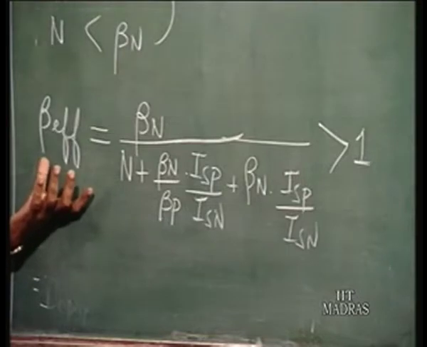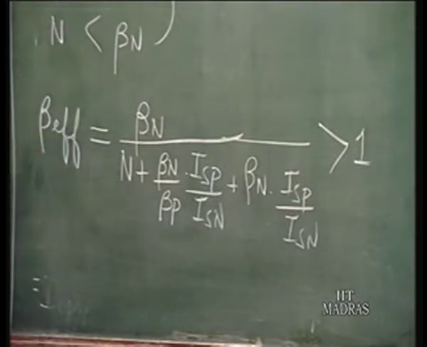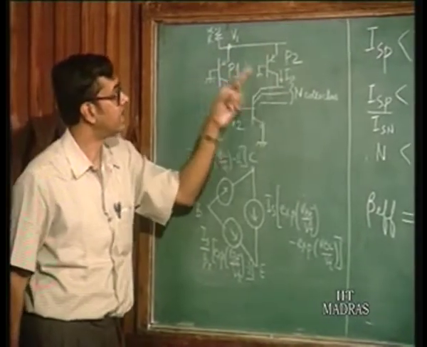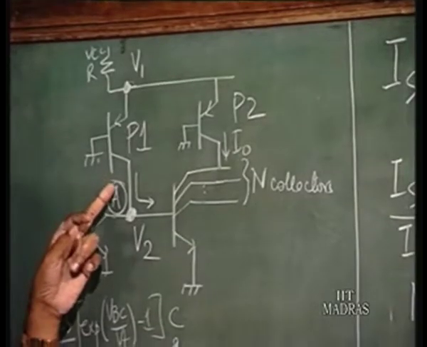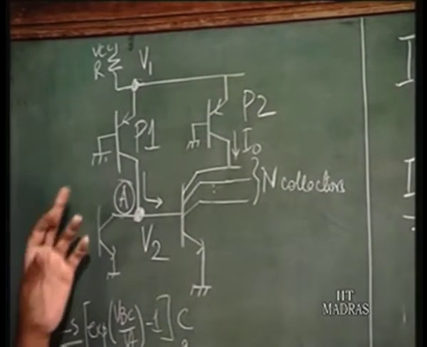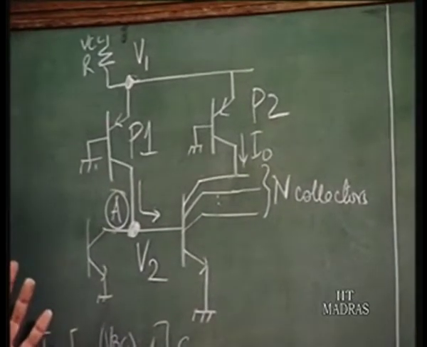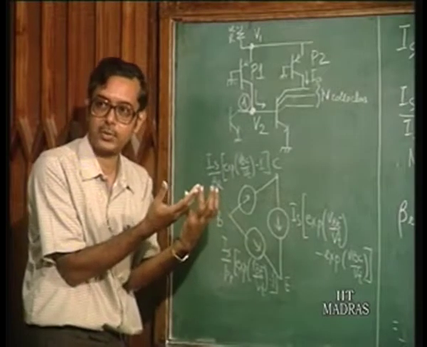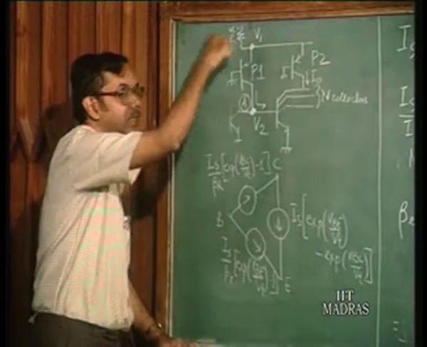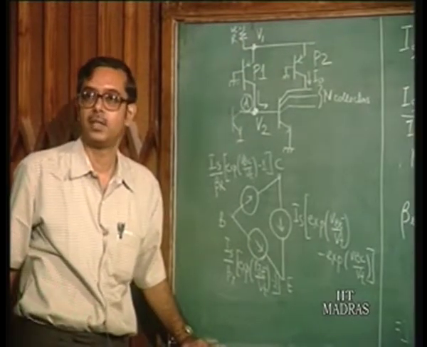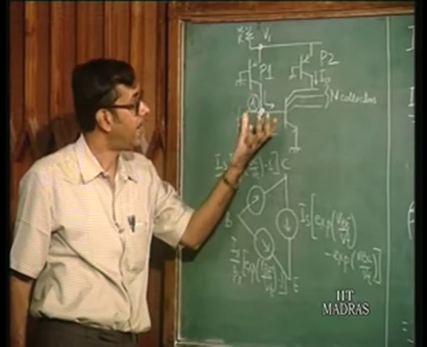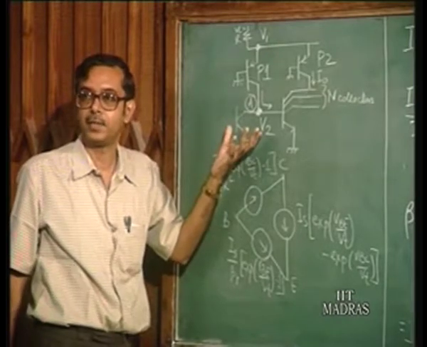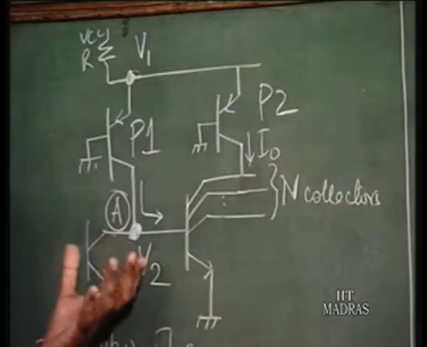If you go back to this cell and consider that this current source is equal to this current source, and then you have an NPN transistor, if the beta is greater than 1, the transistor should go to saturation. That is, if the collector current is the same as the base current, then the condition for saturation is that beta must be greater than 1, isn't it? So, this is the effective beta.